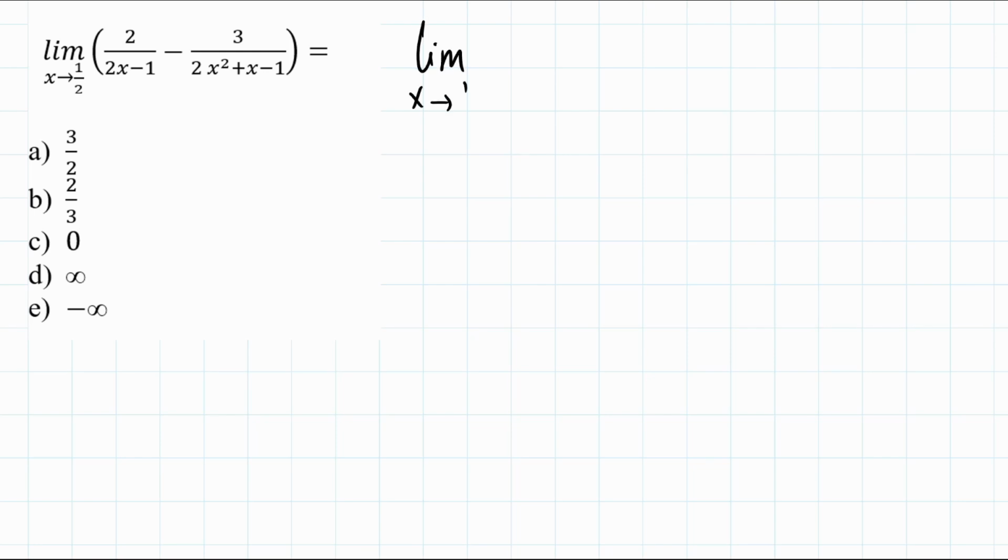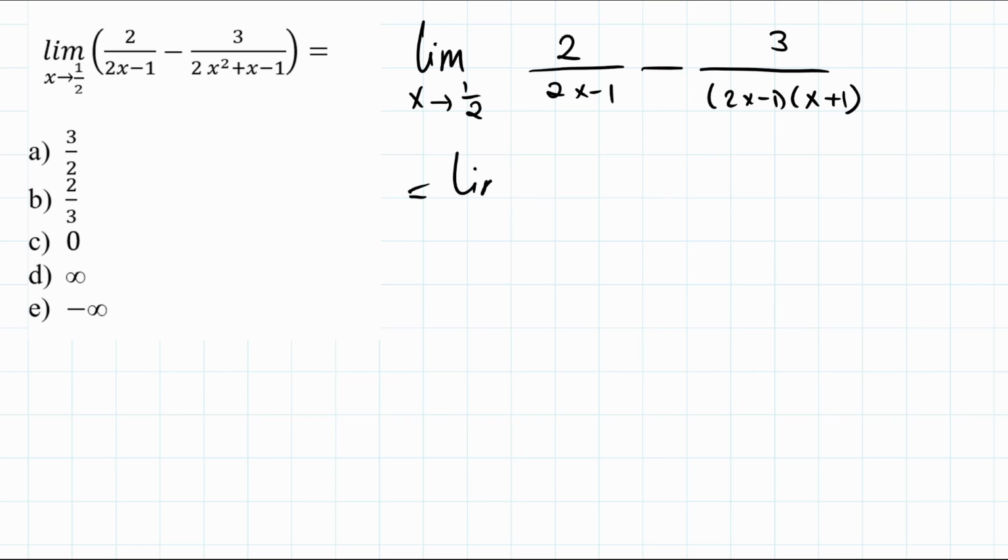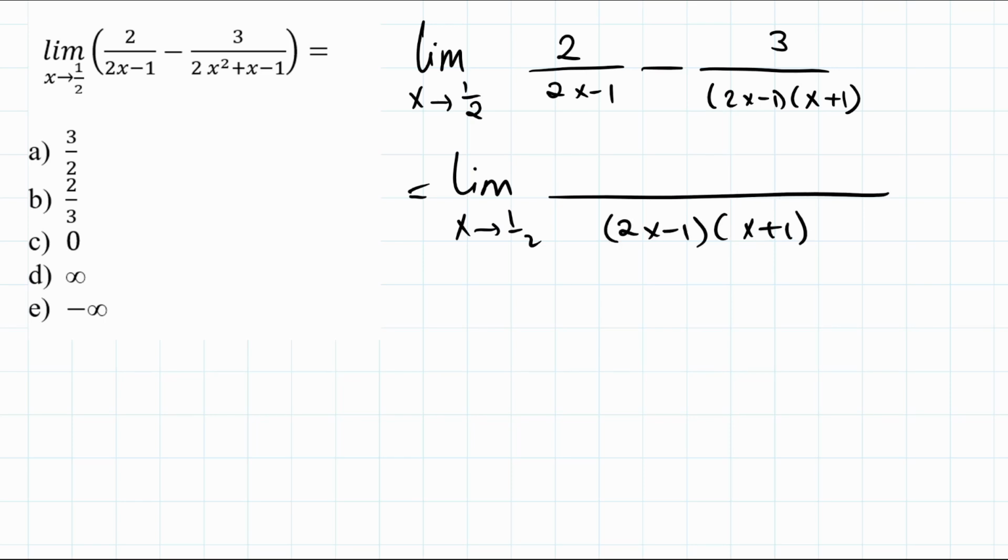So this is the limit as x goes to 1/2 of 2 over 2x minus 1 minus, if you factor this expression, the second expression becomes 2x minus 1 multiplied by x plus 1. Now it's time to combine these two terms together by taking a common denominator, which is 2x minus 1 multiplied by x plus 1, and the numerator here is going to go like 2 times x plus 1, and that's only minus 3.